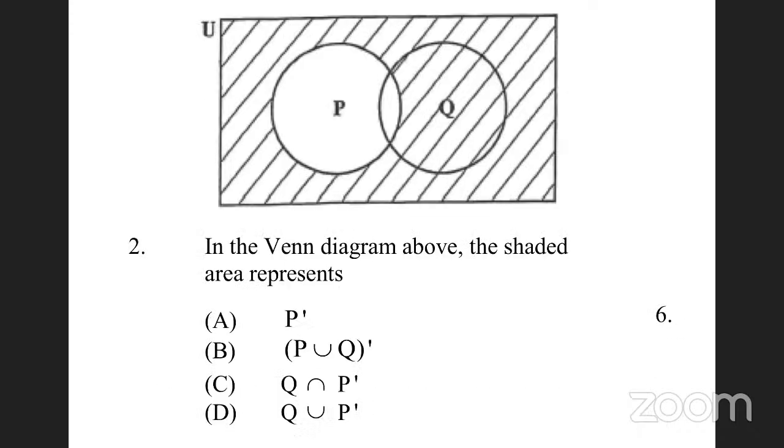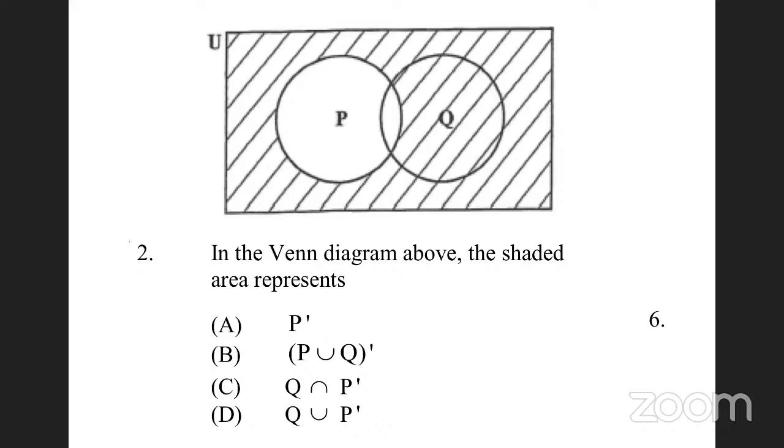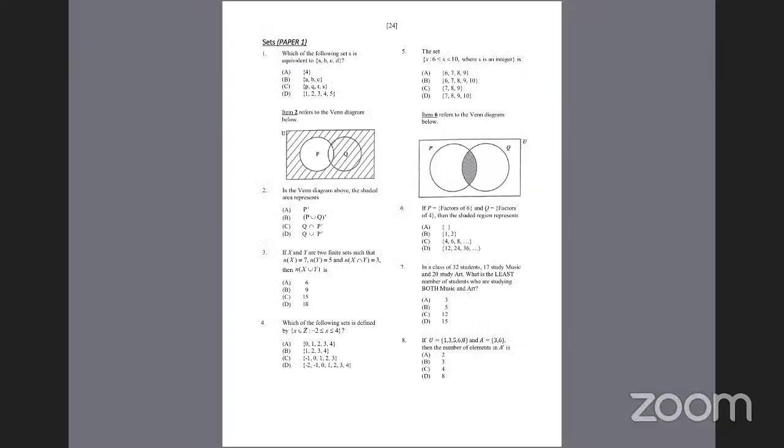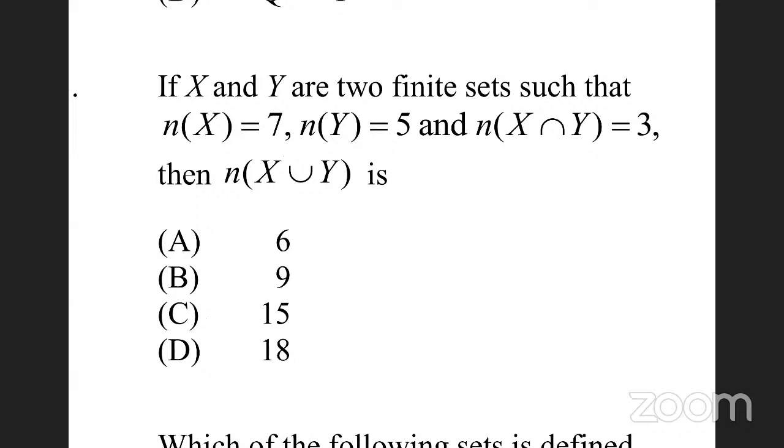Number 2, what's the shaded region here? What's the shaded region here? The answer is A. Everything outside P. See that? Everything outside P is shaded.